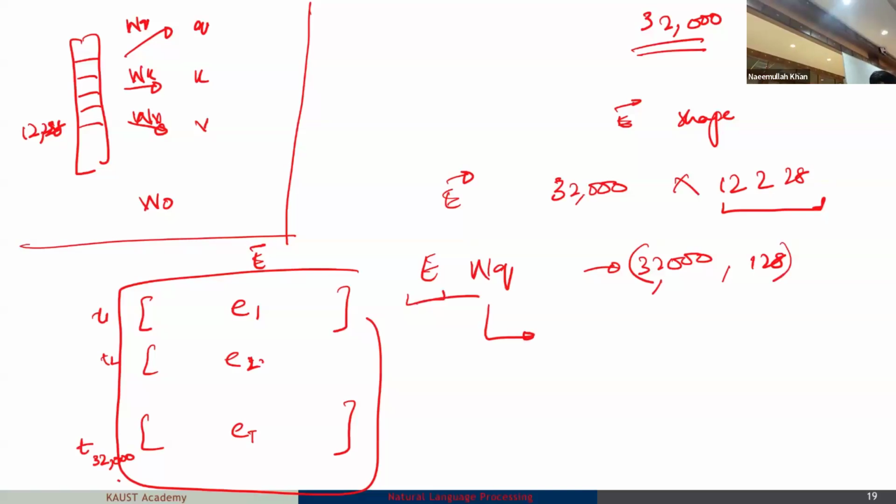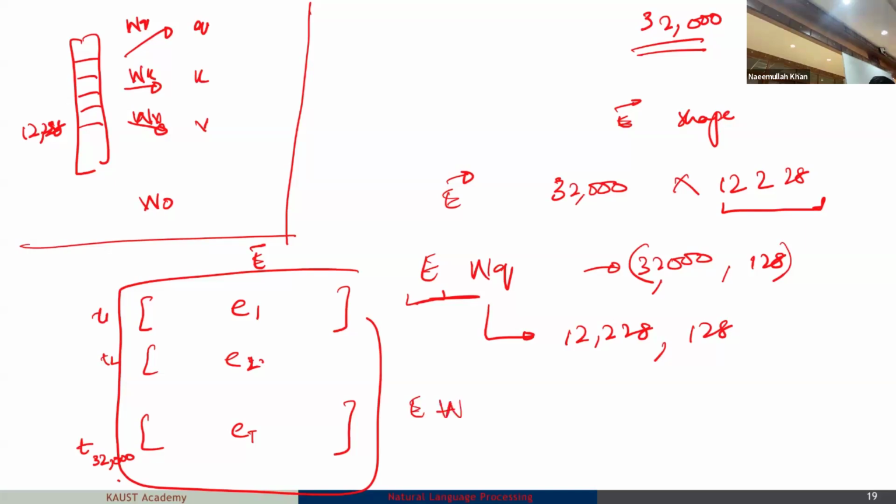Remember, for this matrix multiplication to be valid, the number of rows of W has to be equal to the number of columns of E, which is 12,228, times 128. Okay. So now this will give me the queries. How will I get the keys?